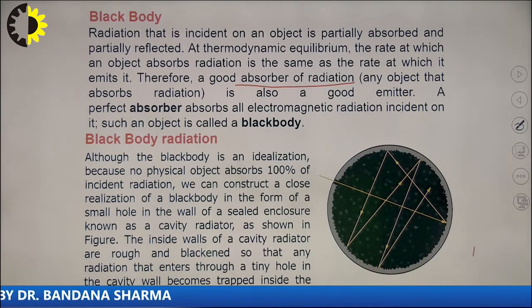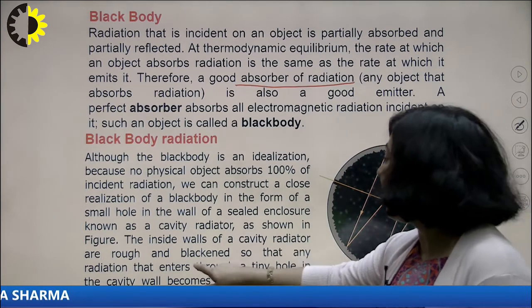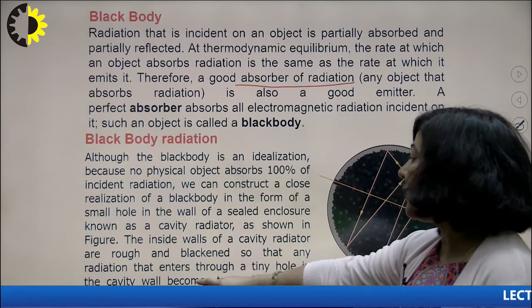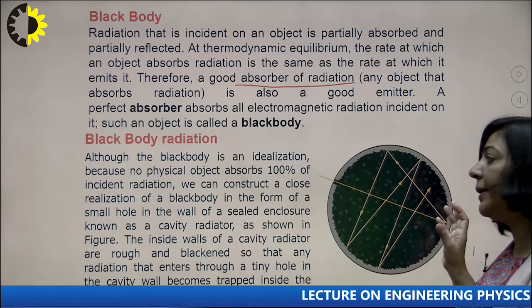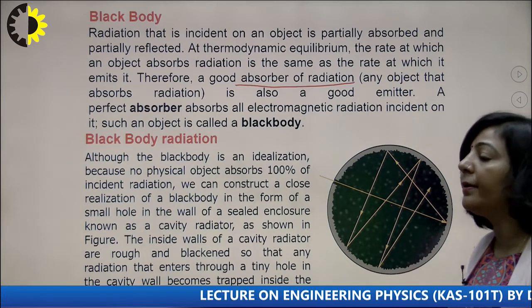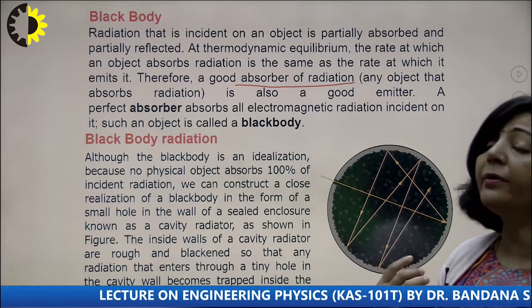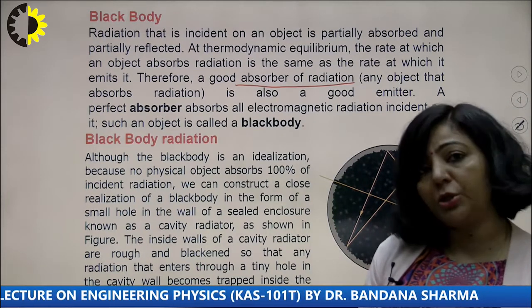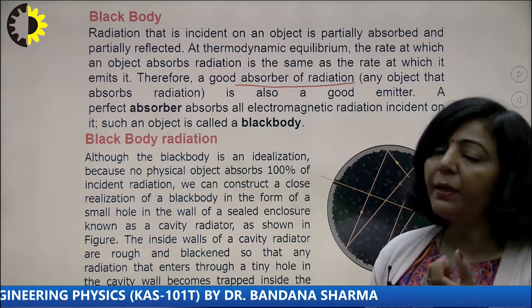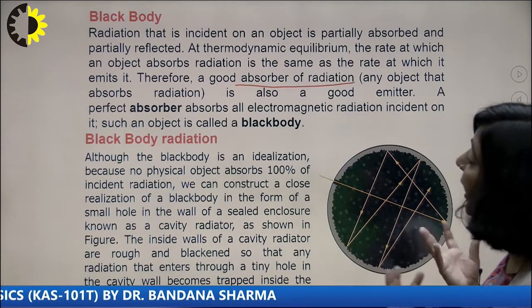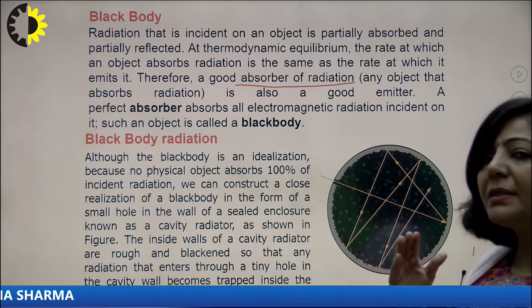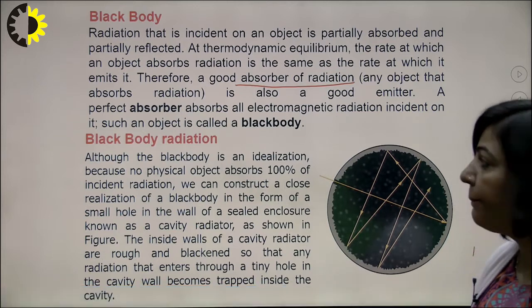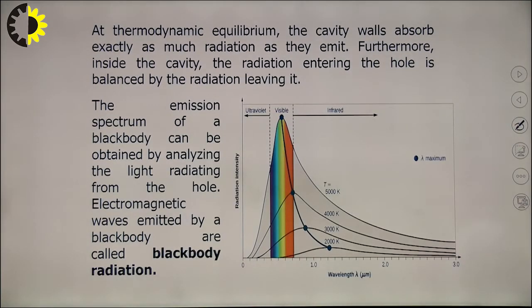The inside walls of a cavity radiator are rough and blackened, so that any radiation that enters through this tiny entrance in the cavity wall becomes trapped inside the cavity. So this is not a 100% black body, but it is close to a black body. You cannot say that all the radiation entering this cavity radiator is absorbed. There can be a slight part of that radiation which can escape from the cavity radiator. So this is not a 100% perfect absorber, but it is a realization of a black body, right?